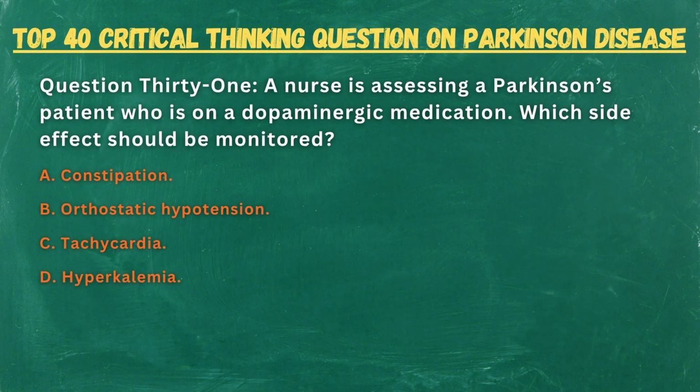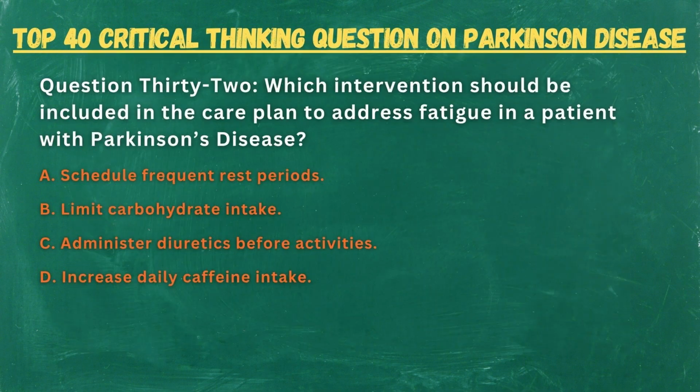Question 31. A nurse is assessing a Parkinson's patient who is on a dopaminergic medication. Which side effect should be monitored? A. Constipation. B. Orthostatic hypotension. C. Tachycardia. D. Hyperkalemia. Answer: B. Orthostatic hypotension.